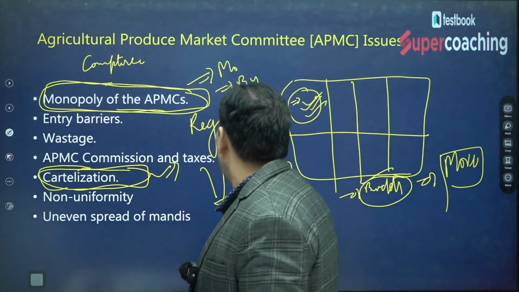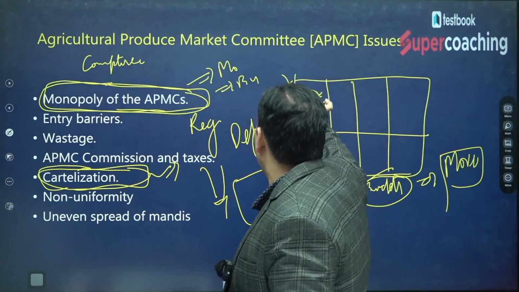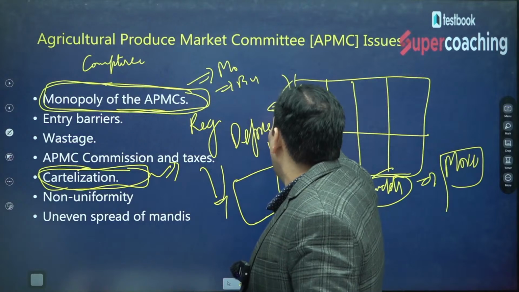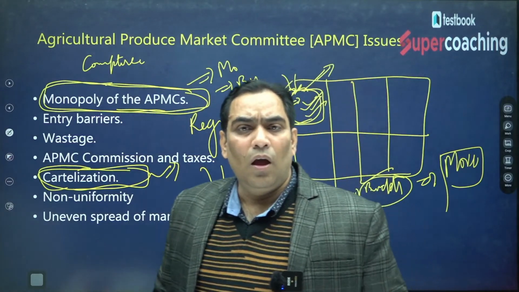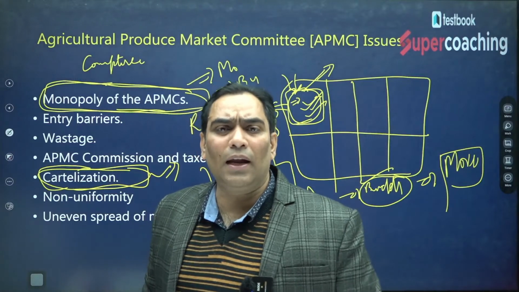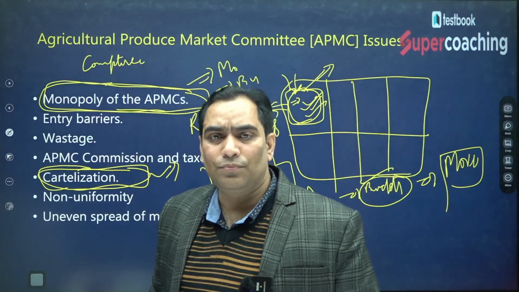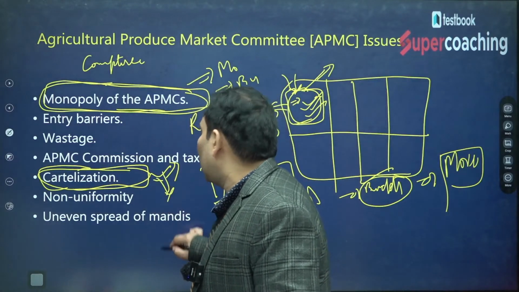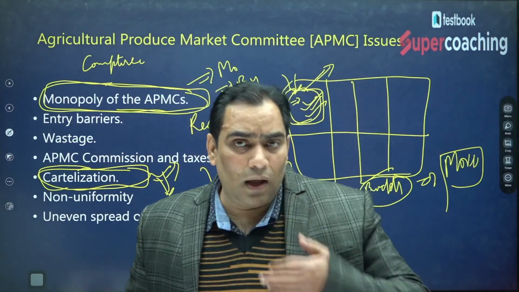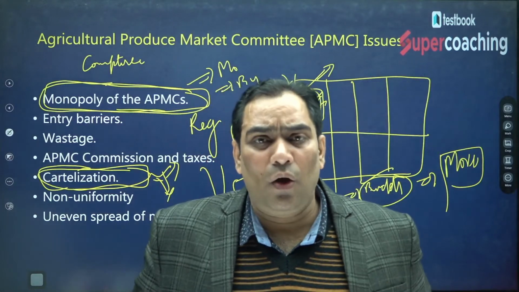And why did it happen? Because the farmer could sell his or her product in this anaj mandi only, and in these anaj mandis there were registered buyers to whom the farmer could sell only. So they made the cartelization, and that led to the depression. That means they depressed the prices of agriculture produce.